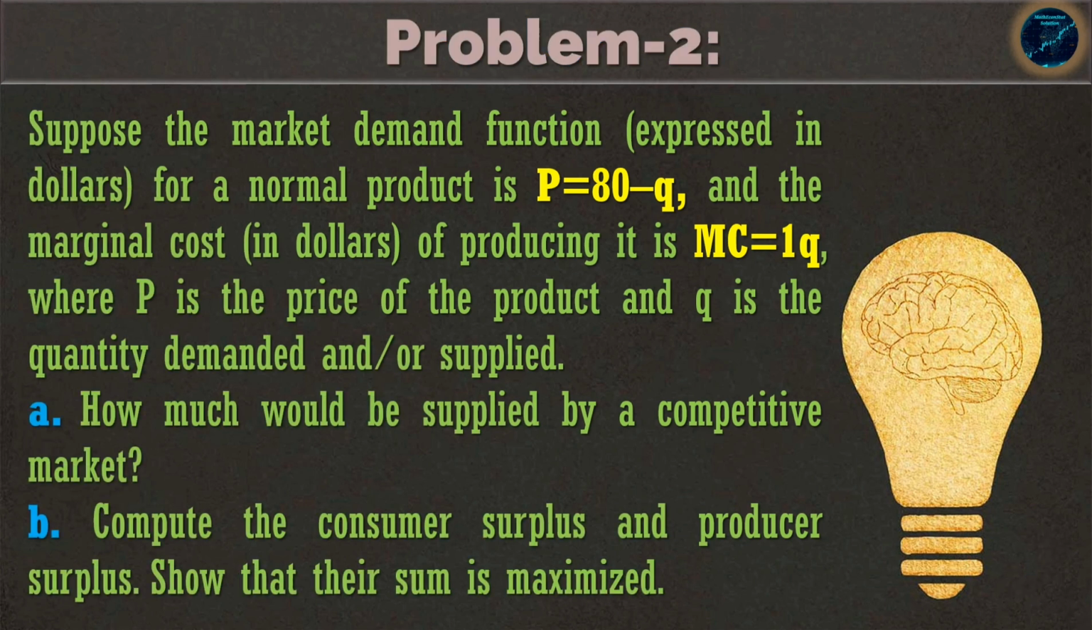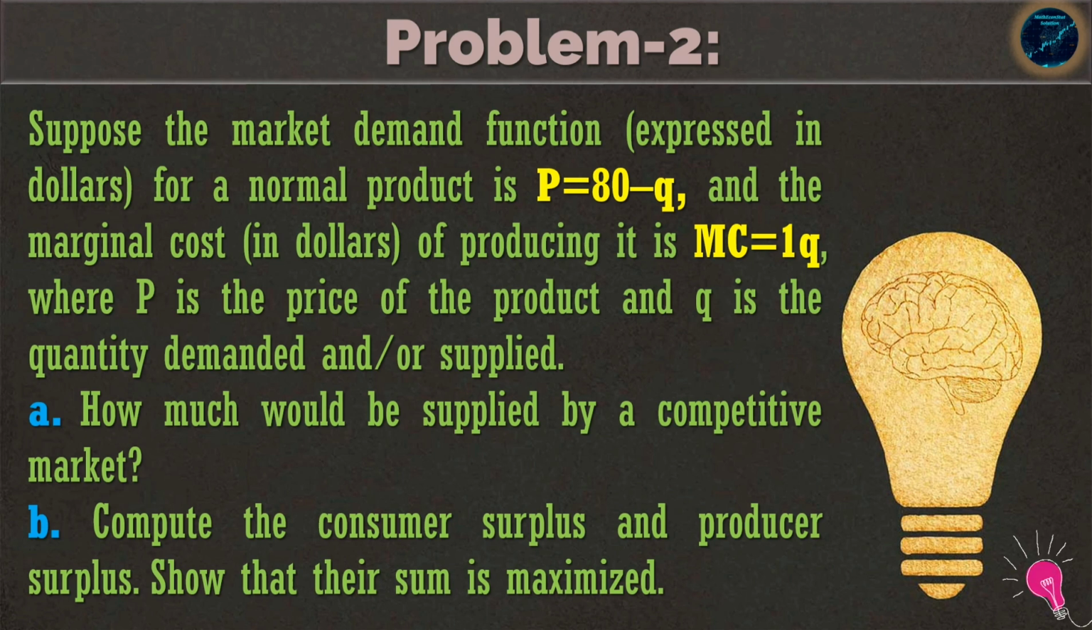Problem 2. Suppose the market demand function, expressed in dollars, for a normal product is P equals 80 minus Q, and the marginal cost, in dollars, of producing it is MC equals 1Q, where P is the price of the product and Q is the quantity demanded and or supplied.